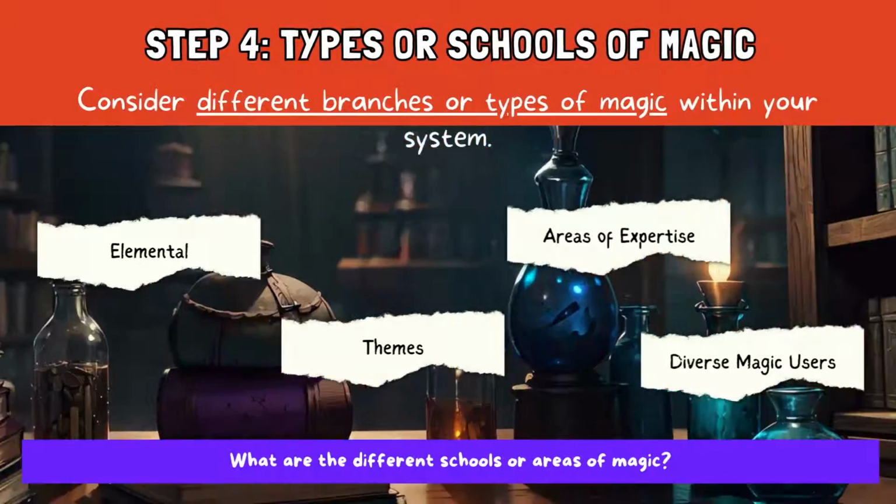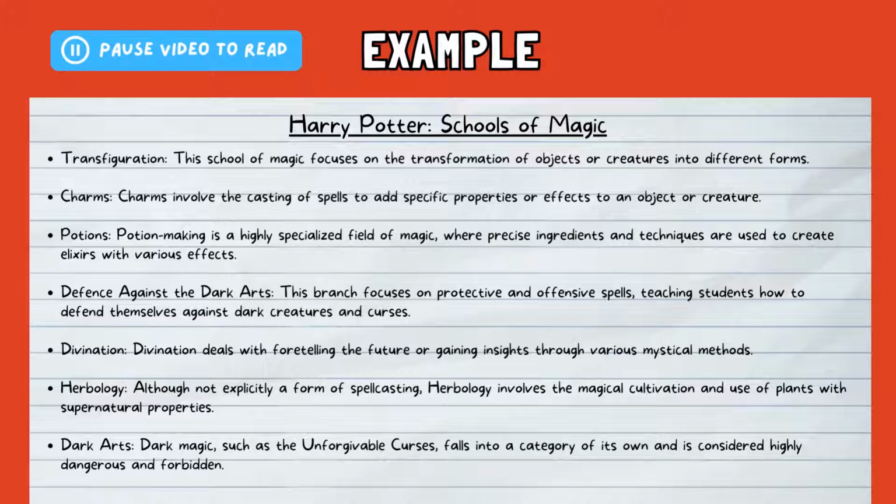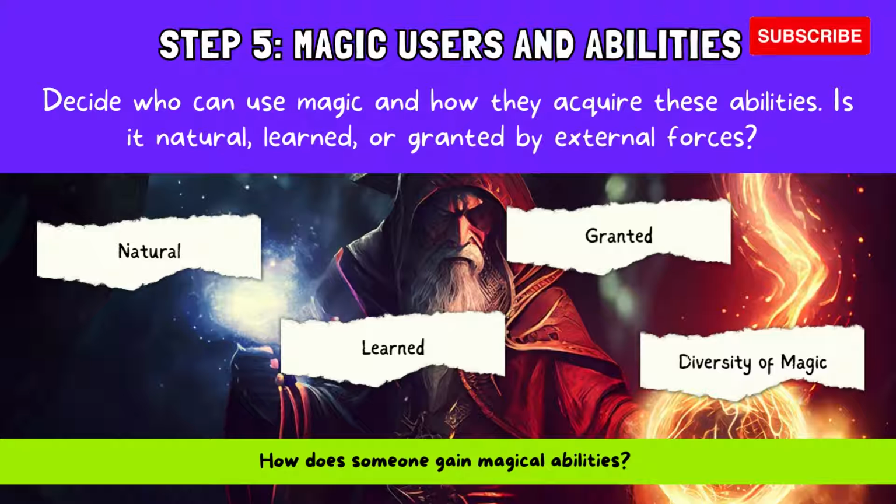For example, in Harry Potter, a variety of types or schools of magic coexist, each specializing in distinct branches of magical practice, such as transfiguration, potions, charms and defense against the dark arts and so on. Each of these schools has its own set of principles, techniques, and specialists. These different branches contribute to the richness and complexity of the magical world, offering various avenues for character development and plot advancement.